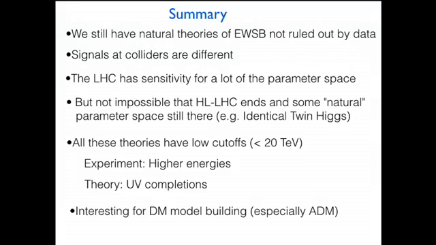But all of these theories have low cutoffs, below 20 TeV, so experimentally this would point to higher energies, obviously. In theory, it would point to the fact that we need more reasonable UV completions, okay? And of course, I pointed out that there is interesting dark matter model building. Okay, thank you.